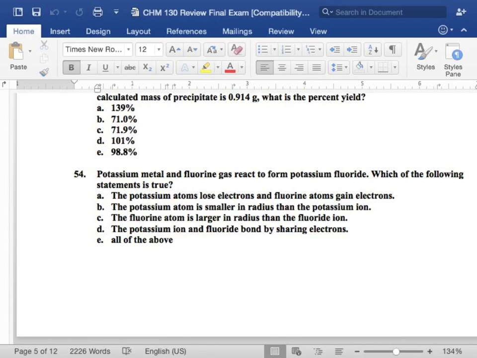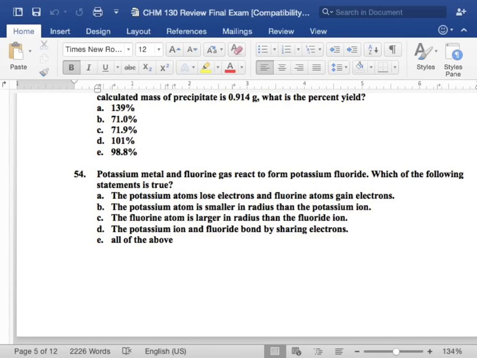But because you asked this one, didn't you? Yes. But because Megan is now forcing me to answer it, I have to go through and actually do it. Okay? So, potassium metal and fluorine gas react to form potassium fluoride. Which of the following statements is true? Oof. Okay. At least it says true. It could say false. That's even more fun.